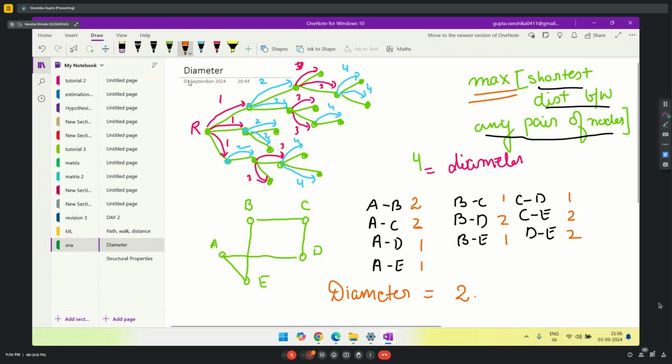This was example 1 and this is example 2. If you have a tree kind of structure, this is the method of finding the diameter, the first one. And if you have a simple graph kind of structure, the second one is the method to find the diameter. Is this part clear?